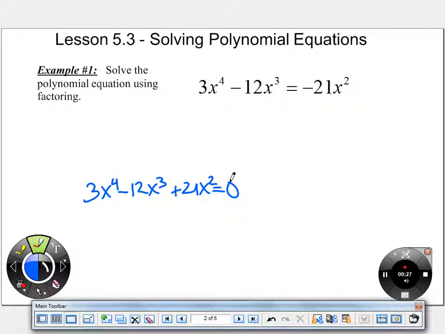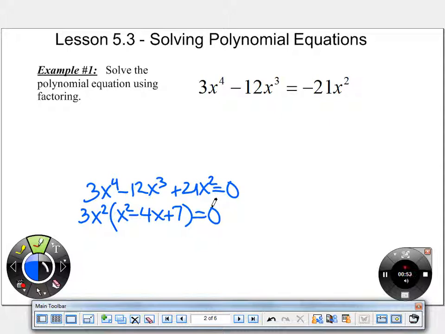So we set our equation equal to standard form. Our goal is to solve it. So can we factor this? Annika. Good. So we can factor out 3x squared, and that's going to leave us with x squared minus 4x plus 7. Can we factor further the x squared minus 4x plus 7? No. Okay, so we could solve it other methods.